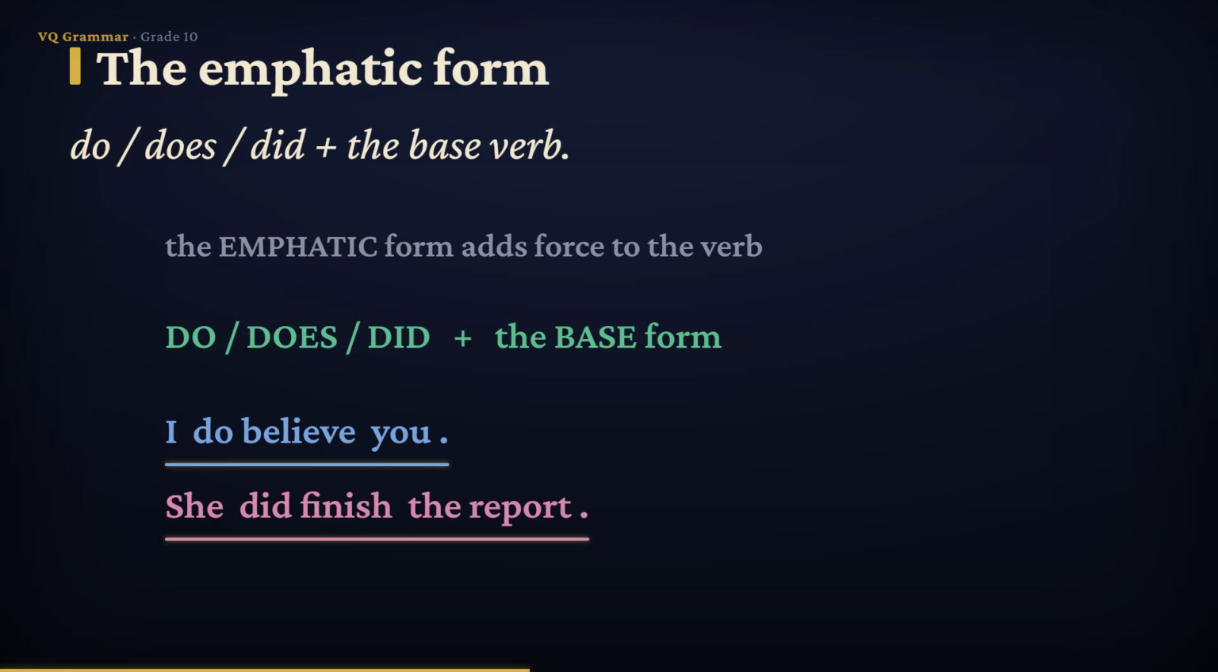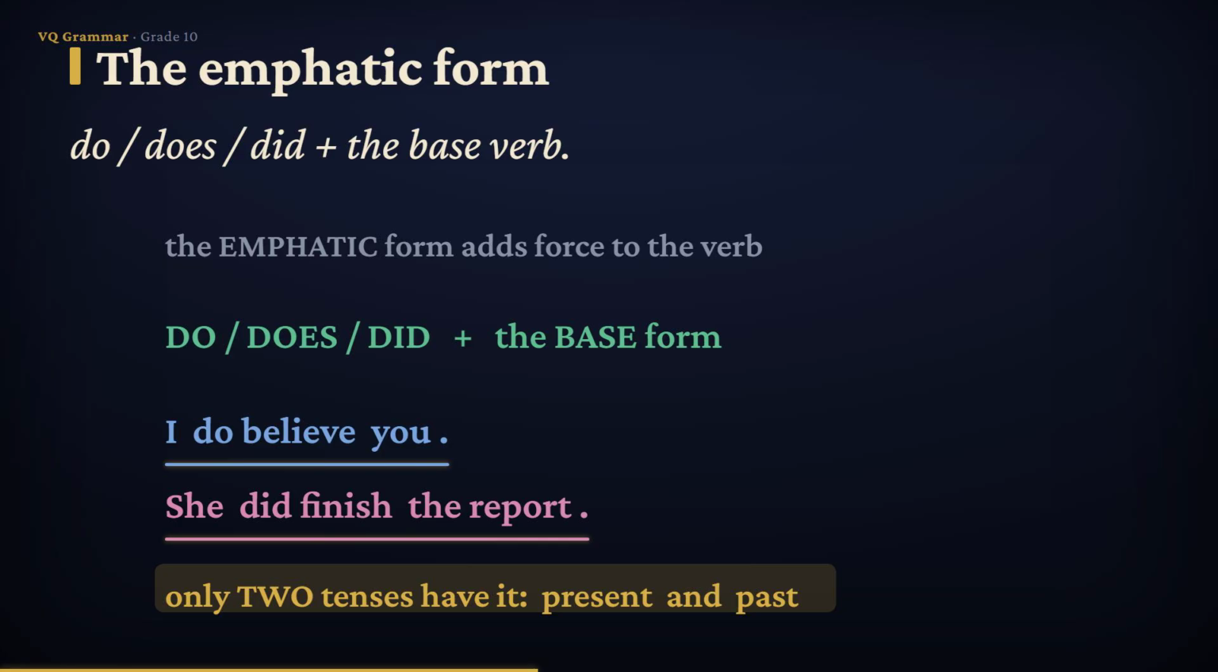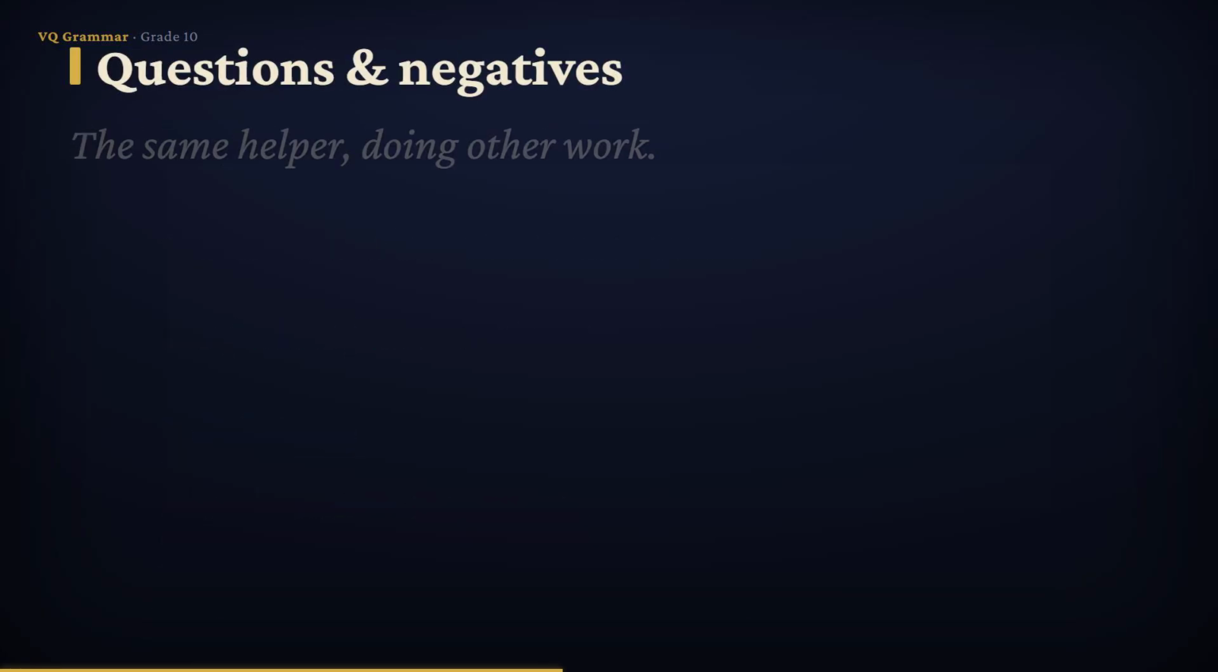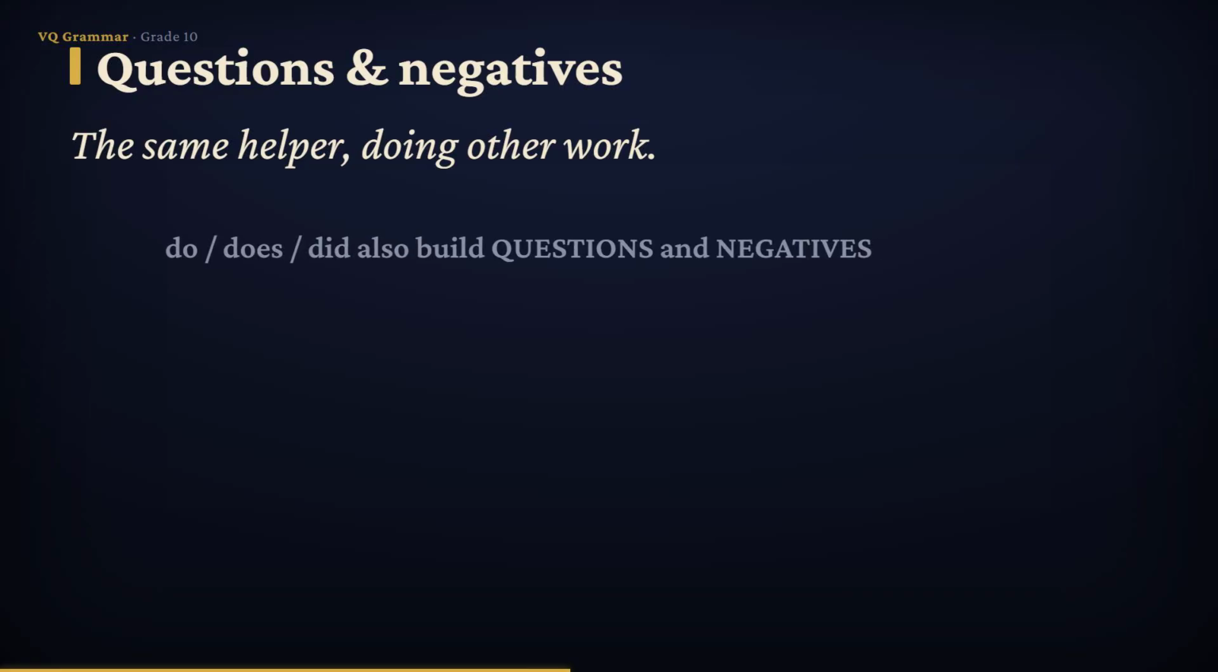Now, one important limit. Unlike the progressive, the emphatic form exists in only 2 tenses. The present with do or does, and the past with did. There is no future emphatic and no perfect emphatic. Here's something worth noticing. Do, does, and did also build questions and negatives, and the pattern is exactly the same.